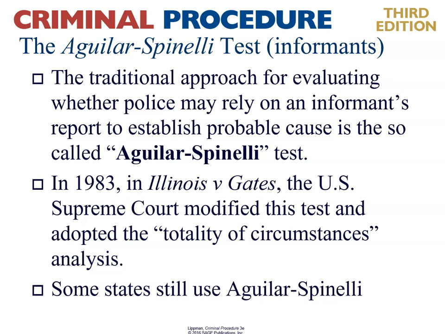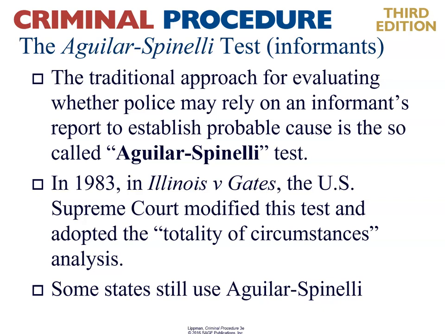And along with that are some tests as it relates to informants. And I see that we're at about the 41-minute mark, so I'll probably cover the tests, we'll take a quick little break, and then we'll come back for part 2 of our Chapter 5 lecture. But the first test as it relates to informants is going to be the Aguilar-Spinelli test. This is the traditional approach for evaluating whether police may rely on an informant's report to establish probable cause, the so-called Aguilar-Spinelli test.